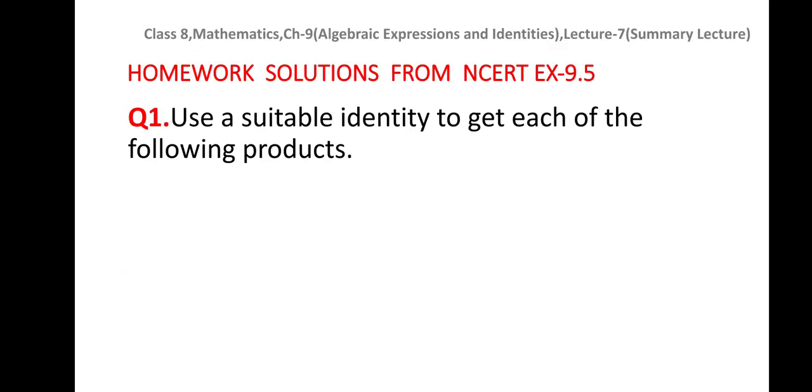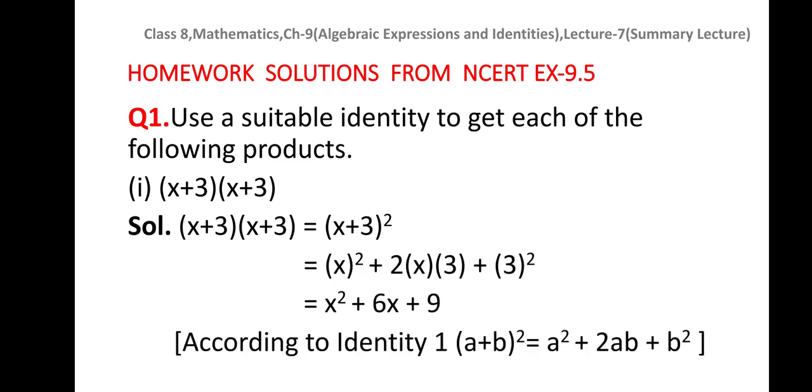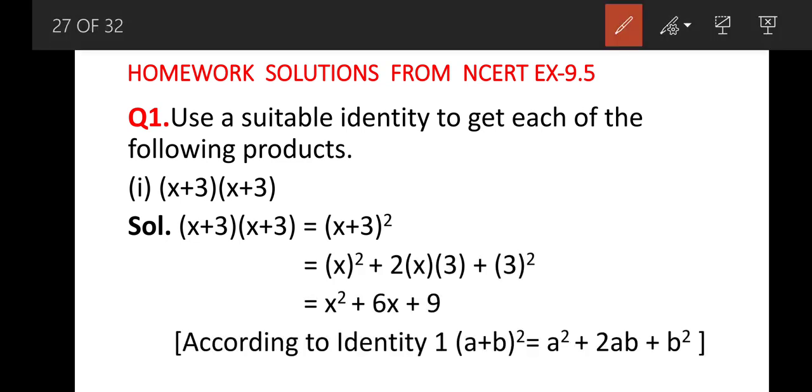Now coming to the homework solutions from NCERT exercise 9.5. In this question you are supposed to use the identities. This is the first part. x plus 3 can be written as x plus 3 whole square, and we have learnt the identities. So let us see the steps now. x plus 3, it is written twice, so I have written like this.